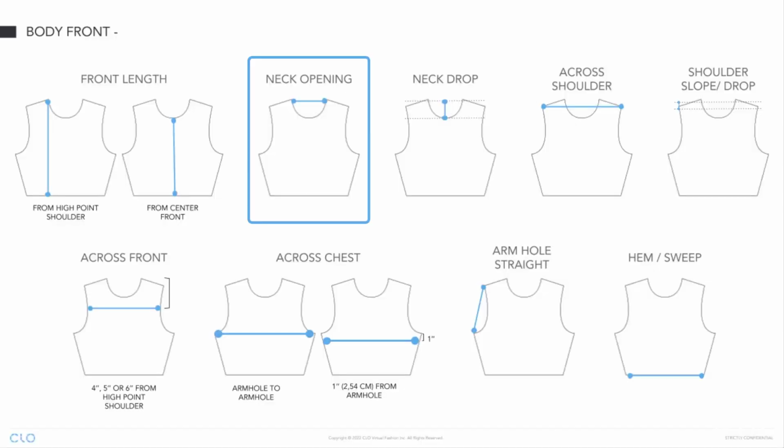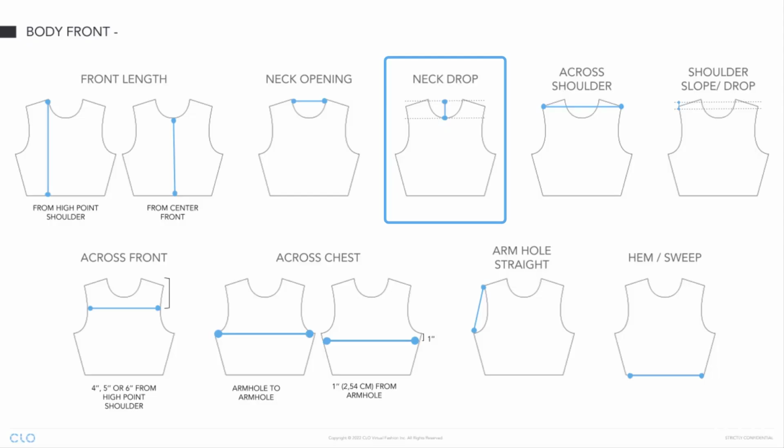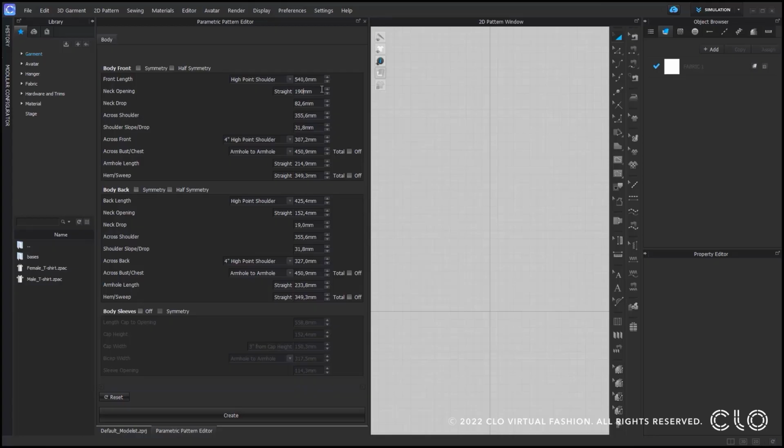Next, we have the neck opening, which is the distance between the high point shoulders in a straight line, and I will use 190 mm. For neck drop, you can measure it down from the center of the imaginary line between the high point shoulders to the joint seam at the center front. In my case, this distance is 70 mm.